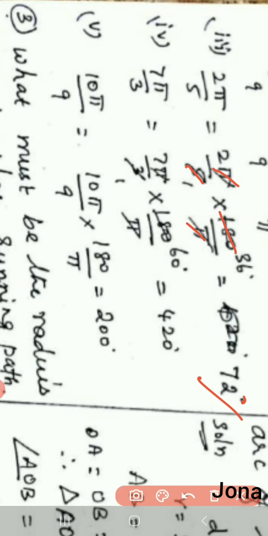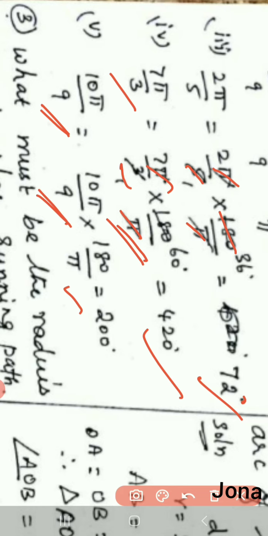That is important. And then 7 pi by 3. Along with the 7 pi by 3, we multiply this 180 by pi. Then cancel pi and pi, and multiply and cancel, and you will get 420 degrees. And then 10 pi by 9, multiply 180 by pi here. We can cancel these two and these two. It will be 20, so that it is 200 degrees.